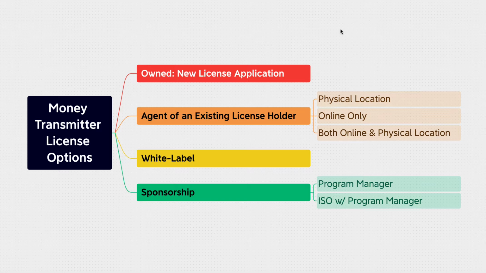So you have 4 essential options available to you. The first one is owned, which means you own the license. It's a new license application that you will file for, or maybe you will buy the license in your name. But anyway, these are licenses owned by you. The second option is you can become an agent of an existing license holder.